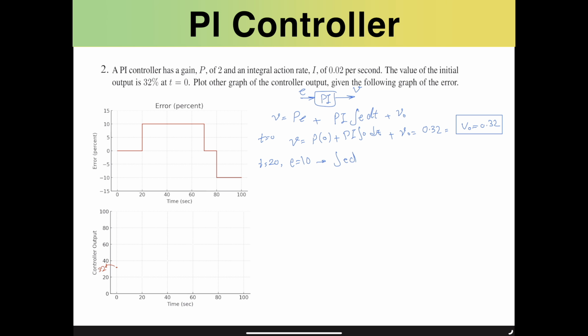And by the way, the integration of e dt all the way from 0 to this point is going to be 0, because essentially there is nothing at that point. So this integration is going to be 0. Now, if you plug all of these numbers into the main equation, we have P times e, which in this case is going to be 10, plus P I integration of e dt, plus V naught, which is going to be 32.